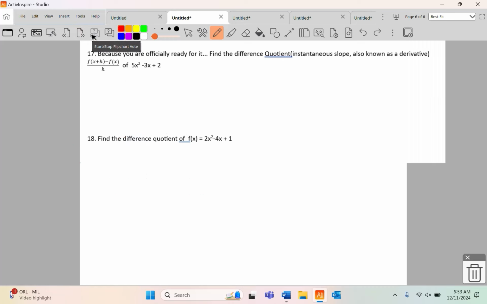And the last one I'm going to do is a difference quotient. Read my note on 17. You are ready for this, as you should be. Well, you may not be ready for it, but the course is ready for it.